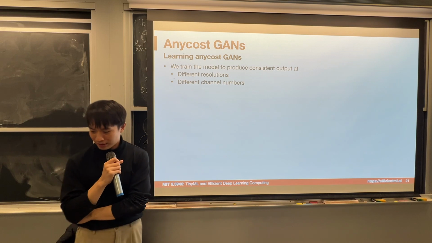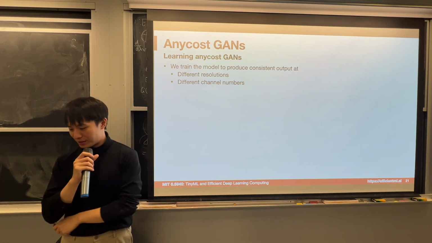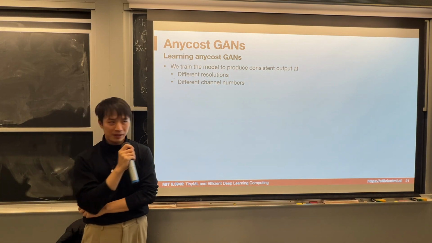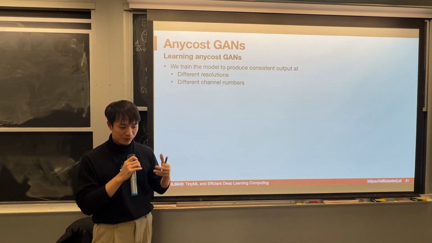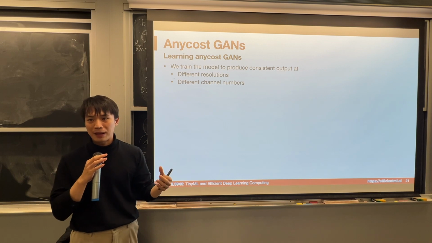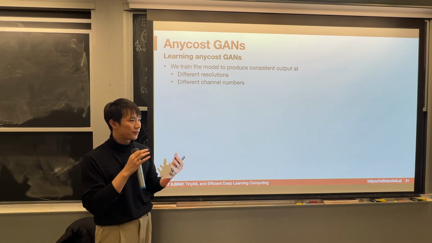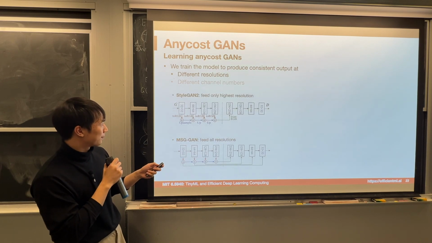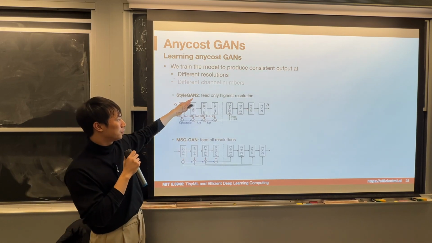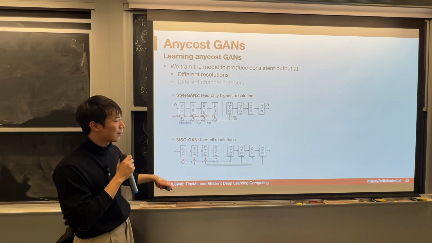So to train a model that can produce consistent output at different costs, we are studying two dimensions. One is the resolutions, one is the channel numbers, because these are basically the two dimensions that affect the cost of the models most significantly.